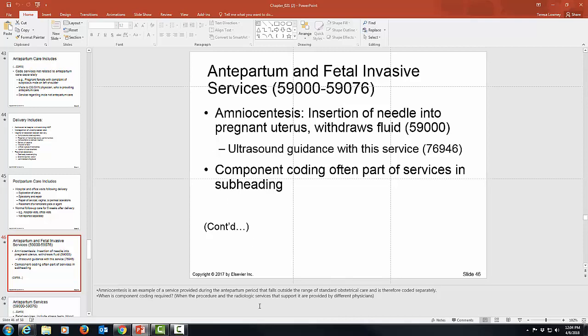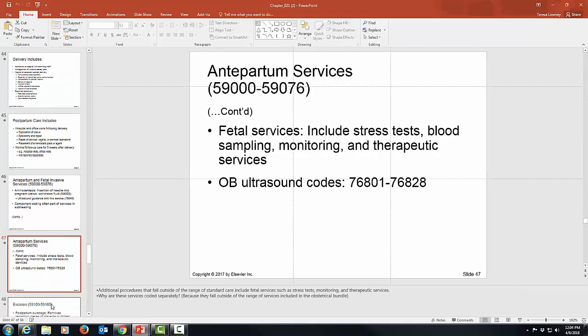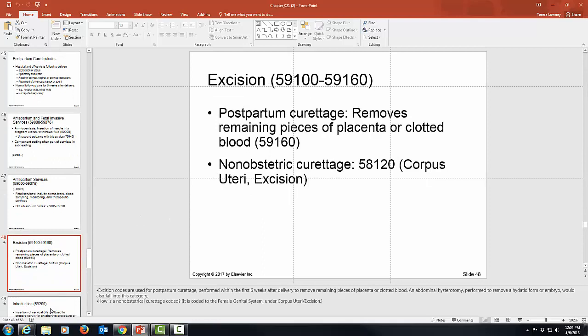And so watch for that, and also watch for component recoding. Again, here we have that radiologic service that might be reported by a different physician. So you need to pay attention to that. Fetal services include stress tests, blood sampling, monitoring, and therapeutic services. And all the OB ultrasound codes are from the radiologic section, 76801 through 76828. Excision codes 59100 through 59160.